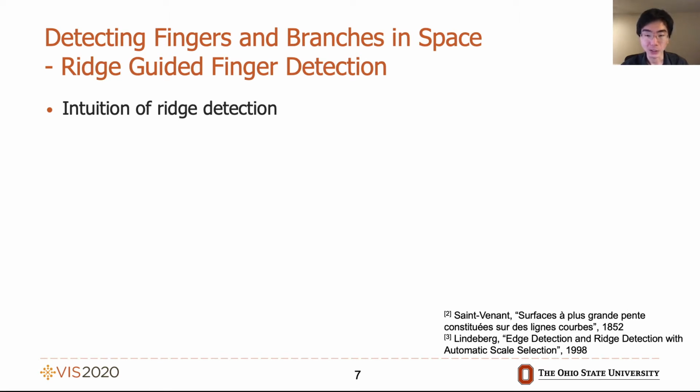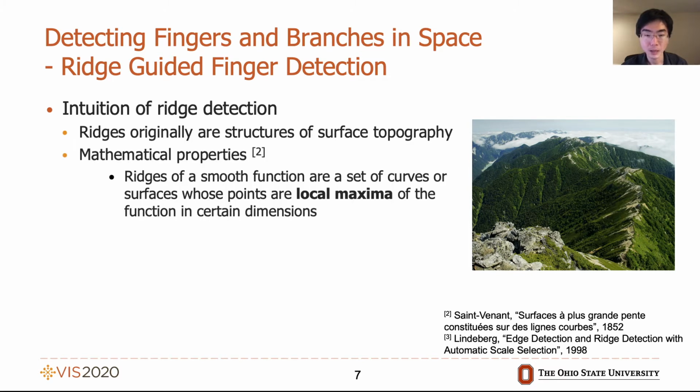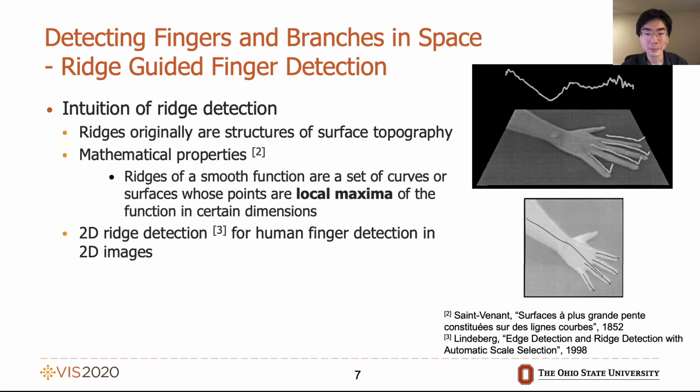We propose a ridge-guided finger detection. Ridges originally are structures of surface topography. For example, in this picture, they are the mountain's sharp crusts. Then the mathematical properties of ridges were studied. Ridges of a smooth function are a set of curves or surfaces whose points are local maxima of the function in certain dimensions. In computer vision, ridge detection is used to detect human fingers in 2D images. For example, we can detect the ridge-like curves from the terrain defined by pixel intensities to extract human fingers.